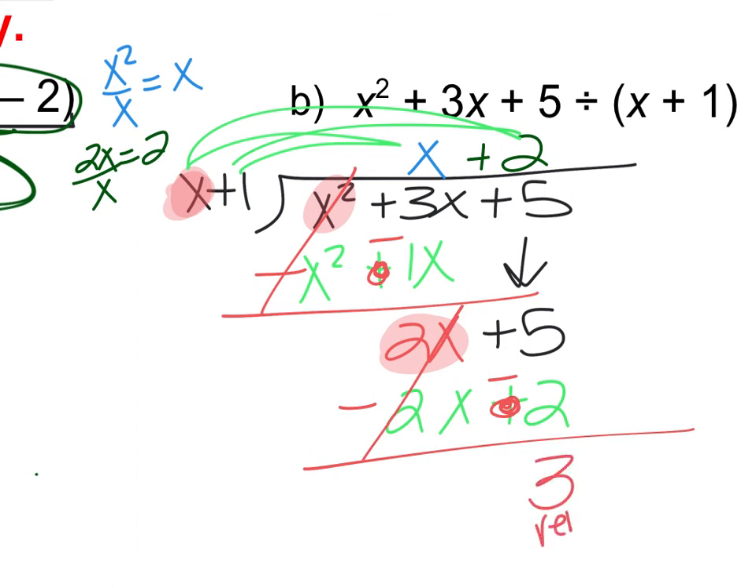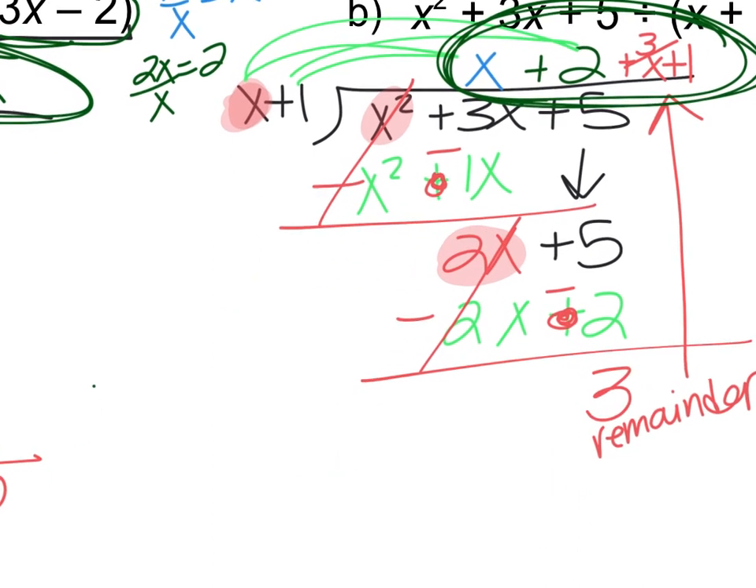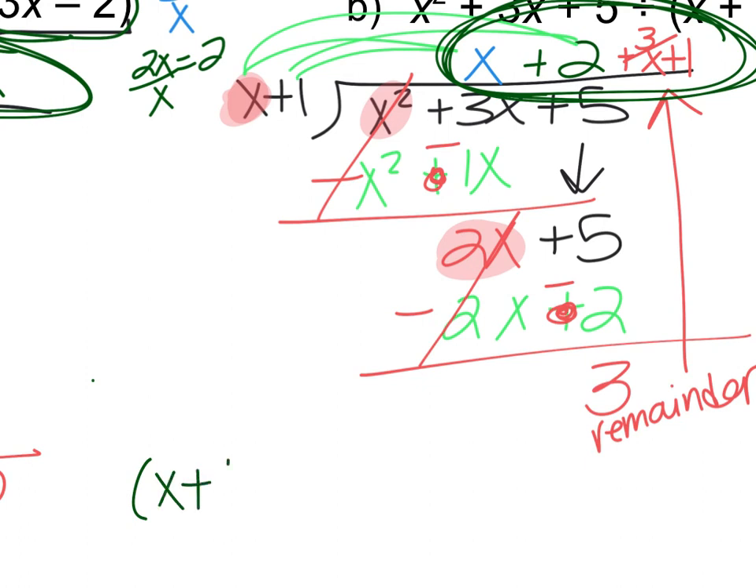So this time, 3 is our remainder, which means our answer would be plus 3 over x plus 1 because that's what we divided by. So our division is this. Our factor is we had x plus 1. We could break that down when we divided into x plus 2, but then we had that extra plus 3 as our remainder. So that's how we'd write out our factoring.